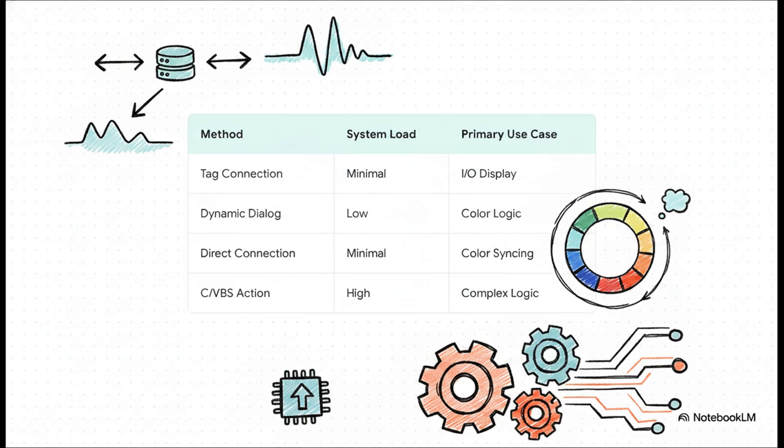A simple tag connection or a direct connection, that has a very minimal system load because it's just passing a value straight through. A dynamic dialog is awesome for interpreting values or setting color thresholds, and it still keeps the system load really low. But look at C or VBS actions. These are event-driven or cyclic scripts. Yes, they can handle highly complex logic, but the system load they generate is incredibly heavy.